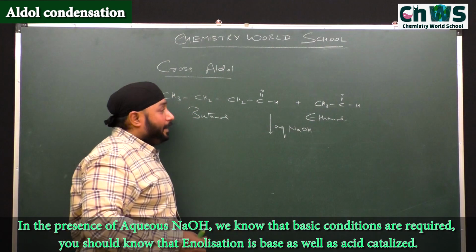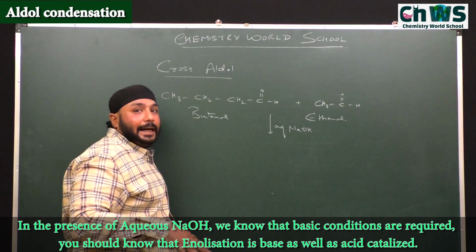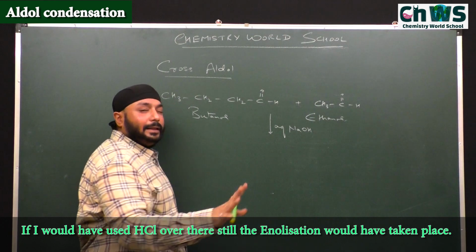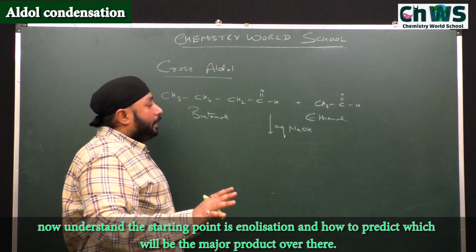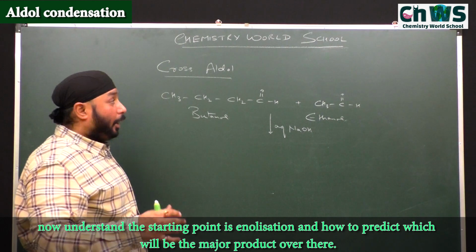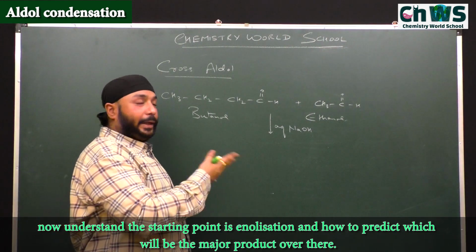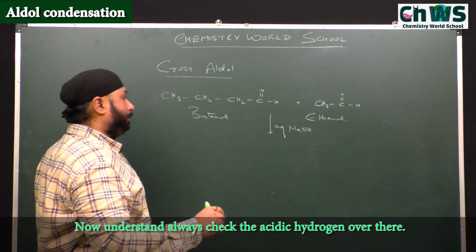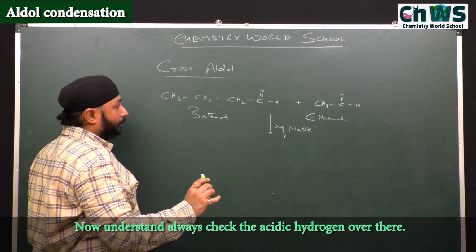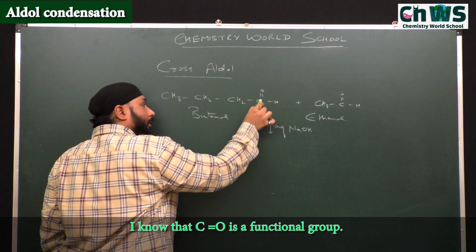You should know that enolization is base as well as acid catalyzed. If I would have used HCl over there, still the enolization would have taken place, right? Now understand, the starting point is enolization, and how to predict which will be the major product over here. Always check the acidic hydrogen. I know that C=O is a functional group.